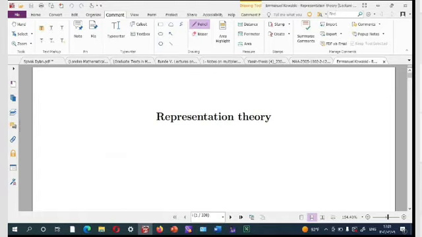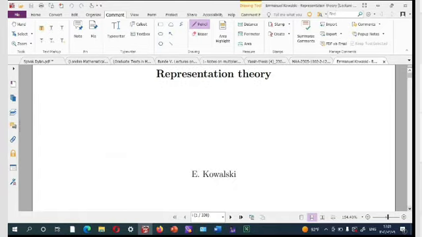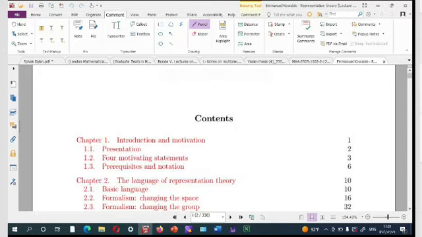Representation theory by Kowalski. Okay. You can follow the contents of representation theory from this book.